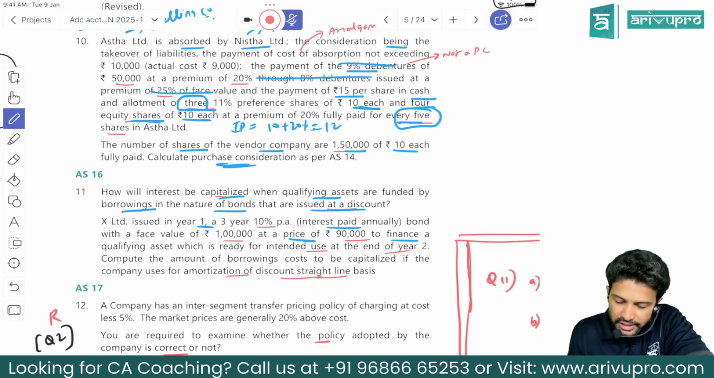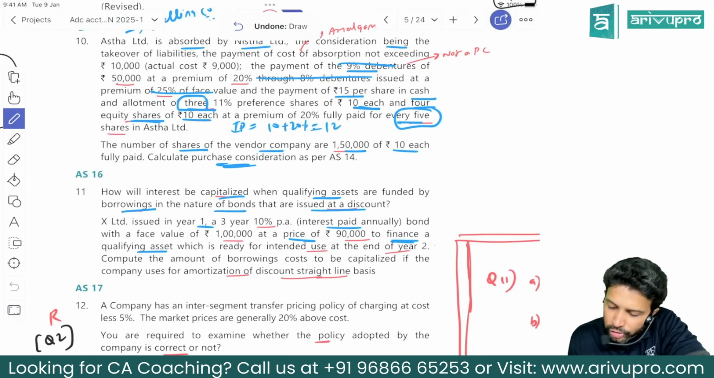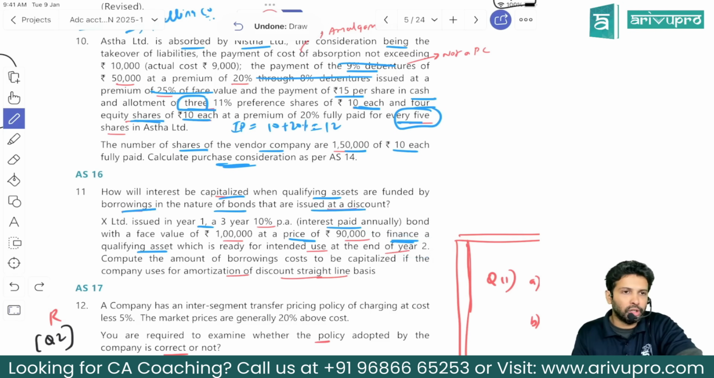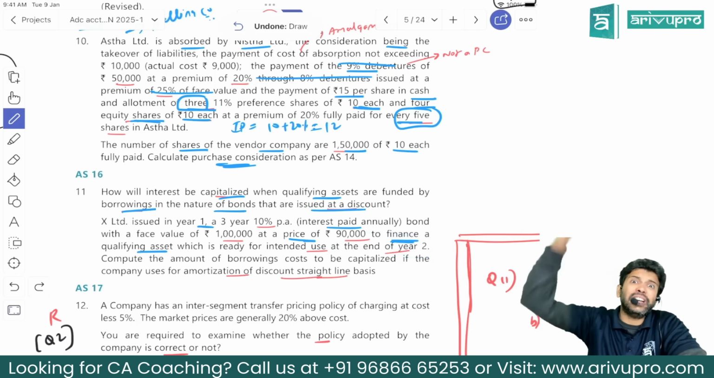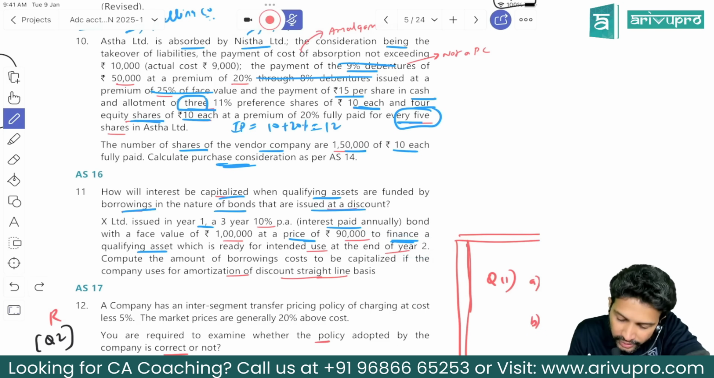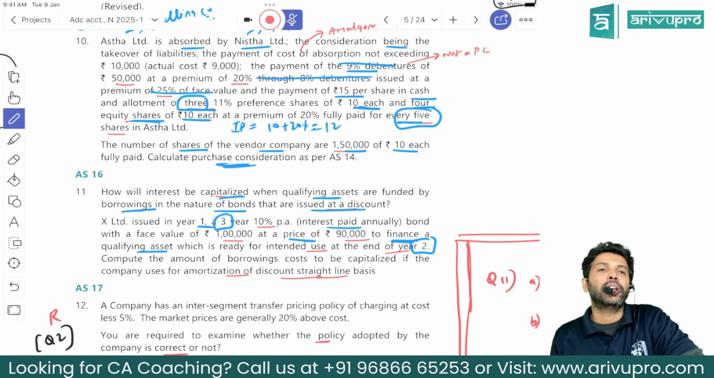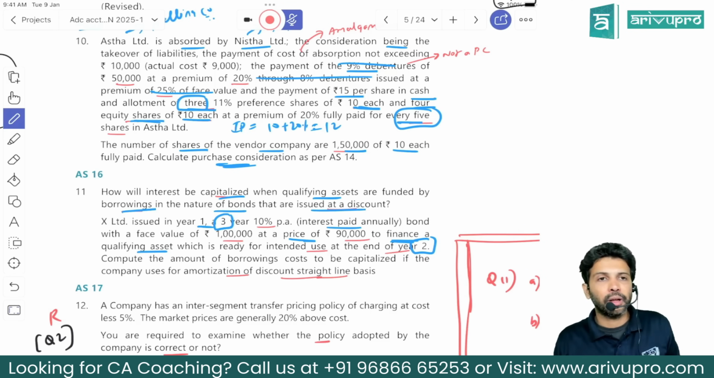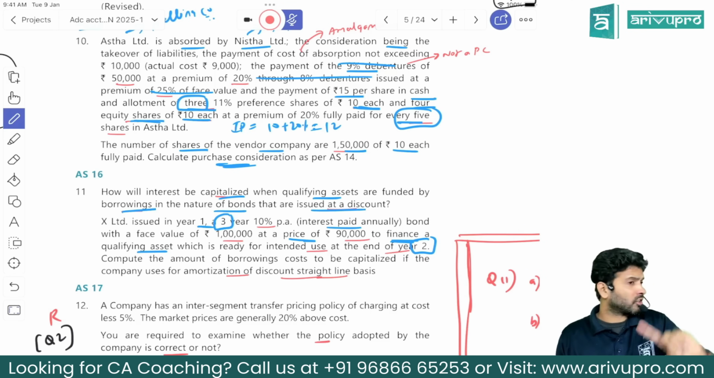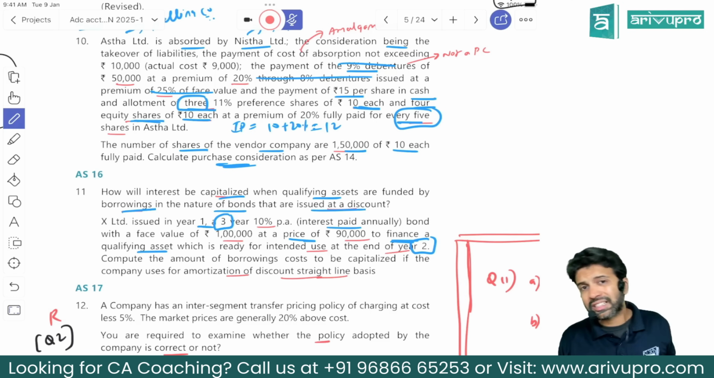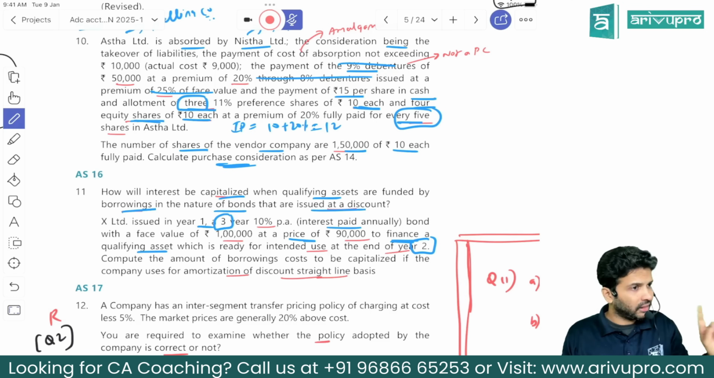To finance, these bonds were issued to finance a qualifying asset which is ready for intended use by the end of year 2. So that asset will be ready in first year only or end of second year? Second year. Bond ka term is how much, sir? 3 years. But qualifying asset is ready by how many years? 2 years. What does AS16 say? Can you capitalize 3 years ka interest cost? No. Till the qualifying asset is substantially complete, till then you can capitalize.